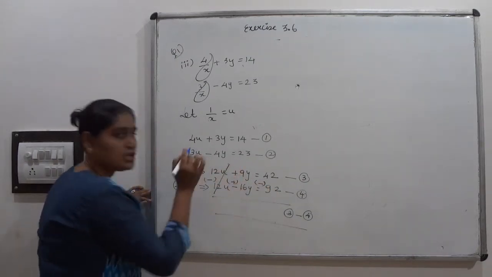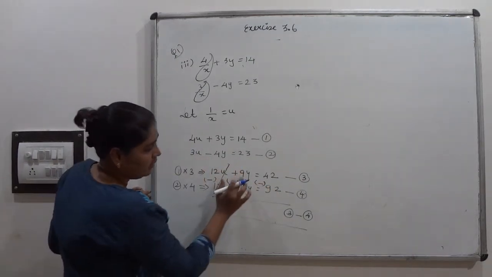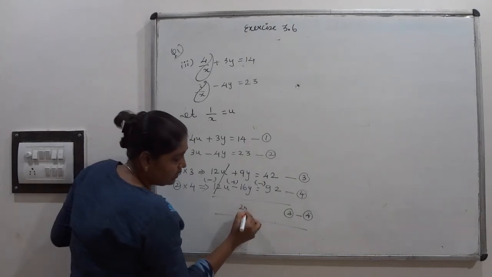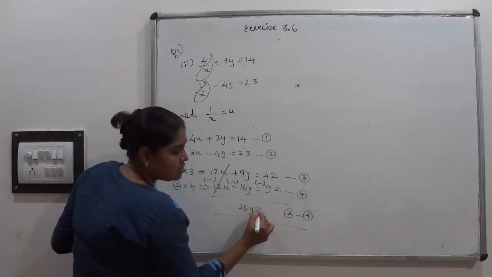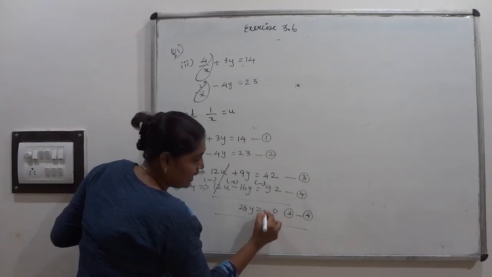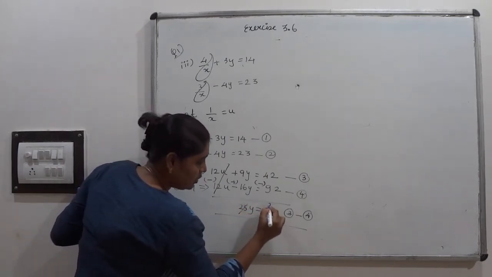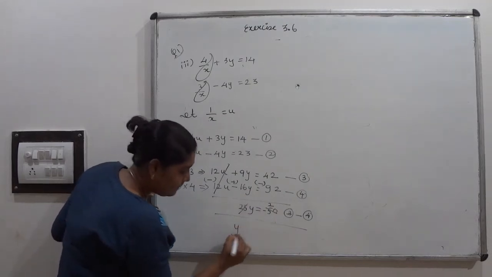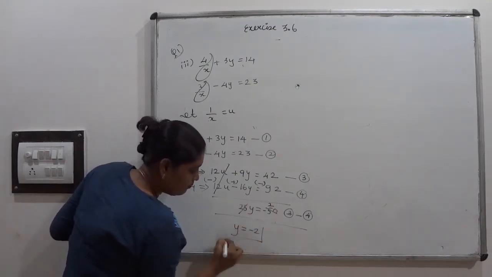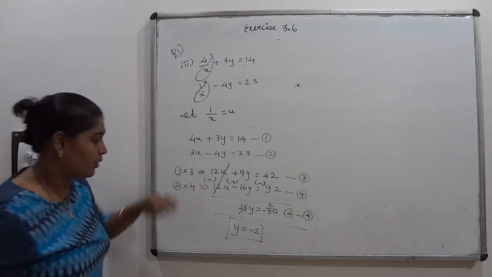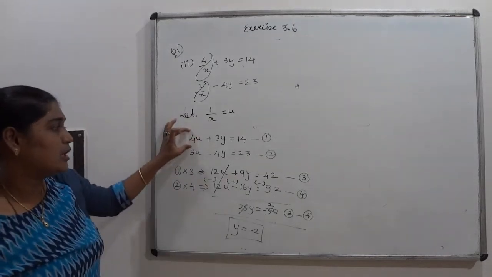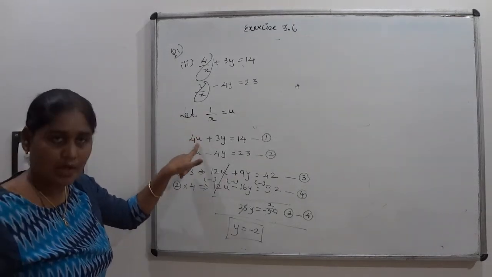Plus 12 minus 12 u is cancelled. Here both are positive, so add them, 25y, which is equal to minus 50. Then y equal to minus 2 came. Y equal to minus 2. I got the y value. Now put that y value in any one equation, you will get the u value.